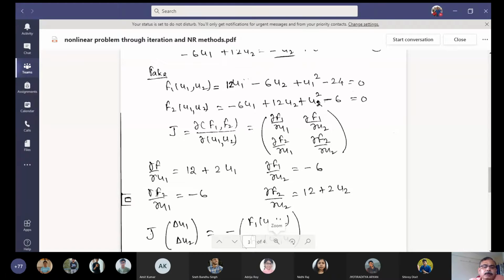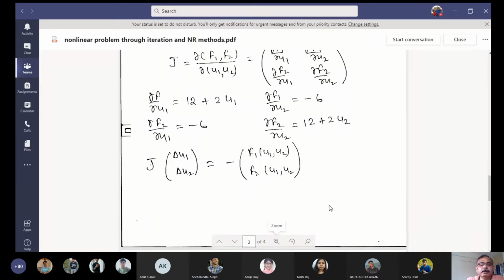Similarly, del f2 by del u1 will be minus 6. These two terms are u2 terms, and then this is a constant, so nothing will come. And del f2 by del u2, this will be 2 u2 from u2 square, so 2 u2 is coming, and then 12 into u2, so u2 will go off, that will be 1. So 12 plus 2 u2. Is that right? Yes, sir. Okay, then your Jacobian is ready.